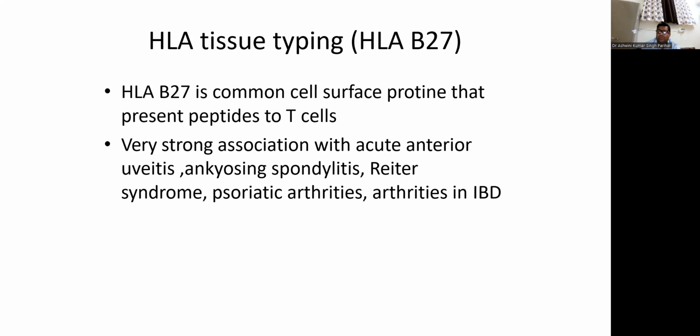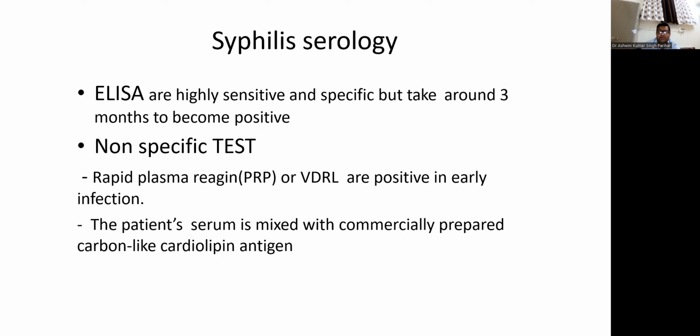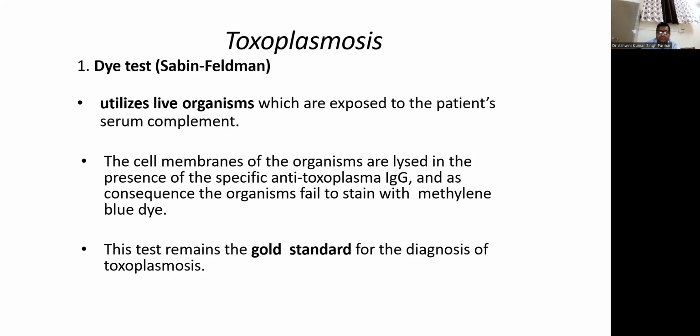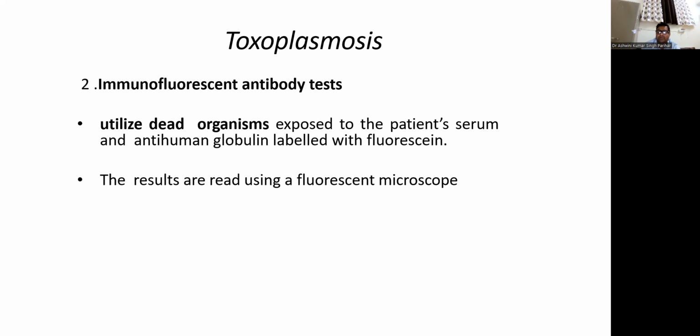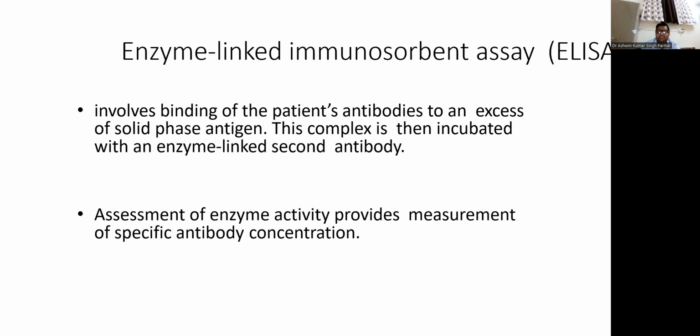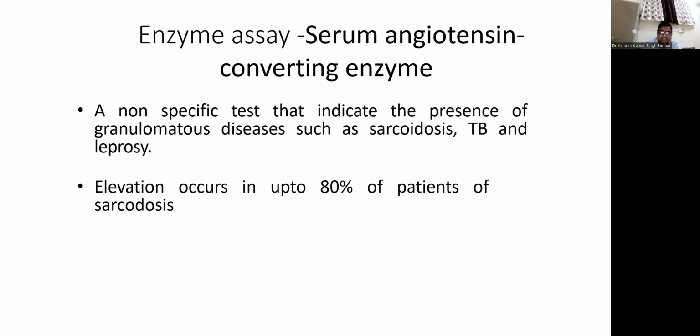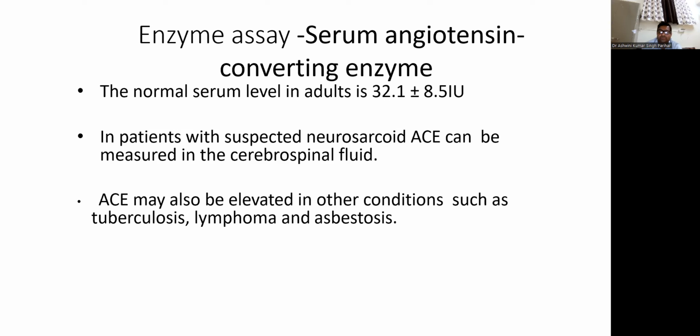What are the conditions associated with HLA B27: ankylosing spondylitis, Reiter syndrome, inflammatory bowel disease. Syphilis serology, ELISA, RPR, treponema, how does it look on FTA antibody test. Toxoplasma: the dye test utilizes live organism, it's the gold standard, then the immunofluorescent antibody utilizes dead organism, and the immunoglobulin test, ELISA test, in which if the aqueous tap is done, it's of more significance for toxoplasma and scratch. Serum ACE, which is more specific for sarcoid, but can also be seen in TB and leprosy.